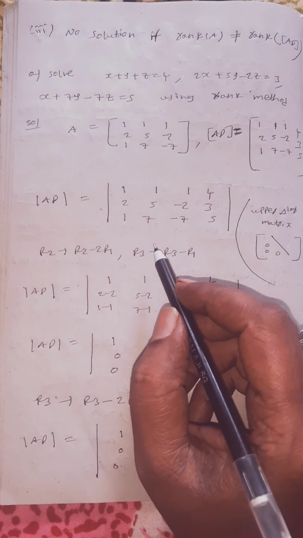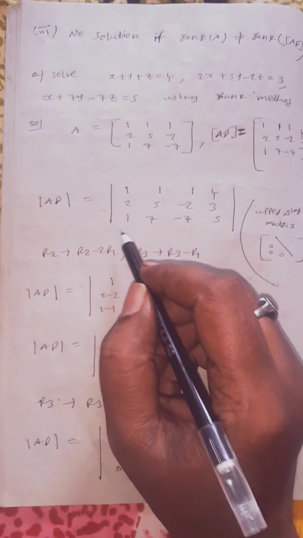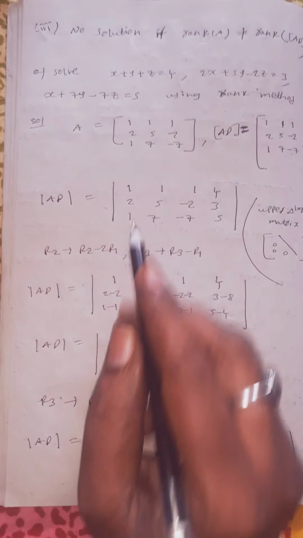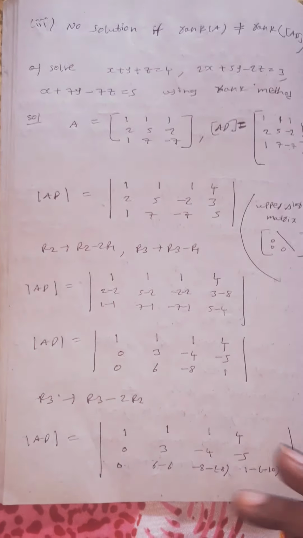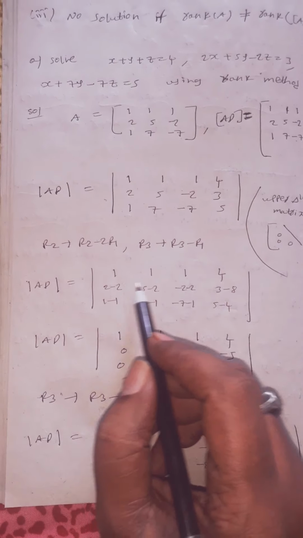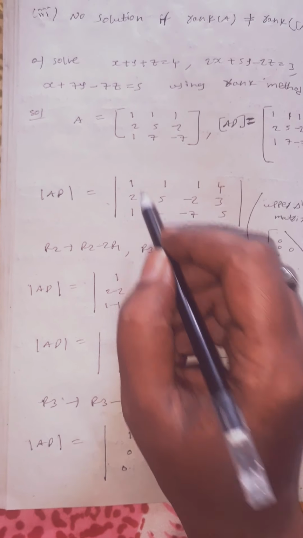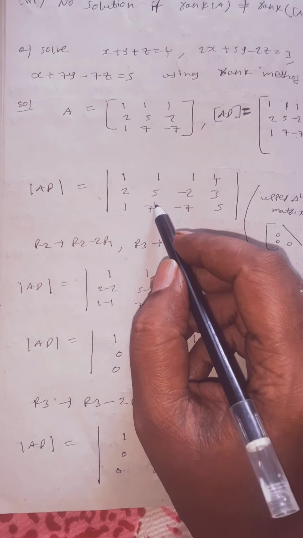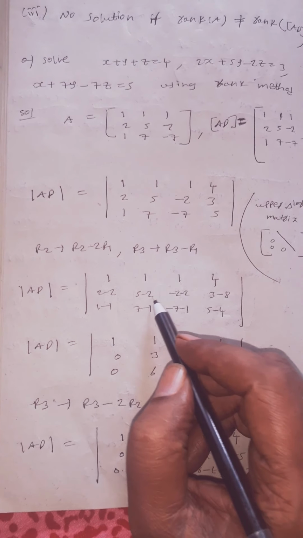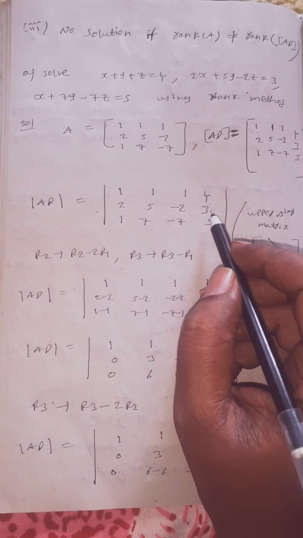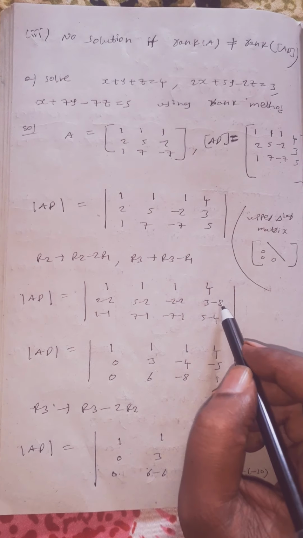Next, R3. To make the third row's first element 0, we have to do R3 minus R1. Just simply if you do minus, you will get it. So I wrote the first row as it is. Here, second row: 2 minus 2 ones is 2. Next, 5 minus 1 times 2. Minus 2, minus 1 into 2 is -2. 3 minus 2 is 8.